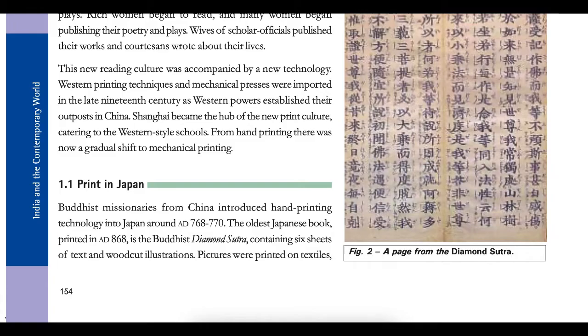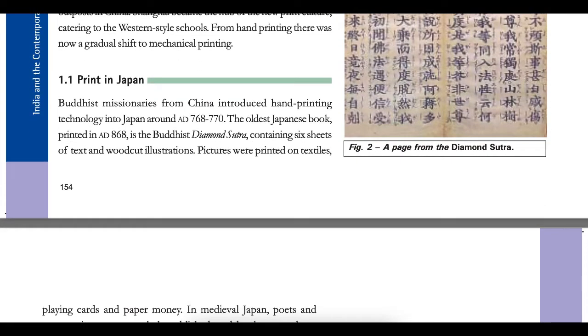Western printing techniques and mechanical presses were imported in the late 19th century as Western powers established their outposts in China. Shanghai became the hub of the new print culture, catering to the Western style schools. From hand printing, there was now a gradual shift to mechanical printing.